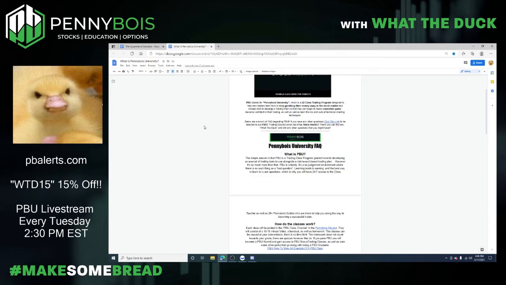You might be wondering, what is this PBU? Well, PBU stands for Pennybois University. It's a 22 class trading program which is designed to help new traders and even old traders learn how to stop gambling their money away by using their emotions, and instead start to develop a trading plan so they can start trading and making consistent gains, as well as become confident in their trading and learn the ins and outs of technical charting techniques and indicators.